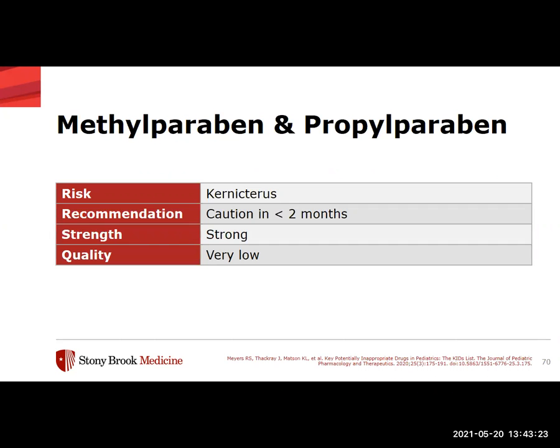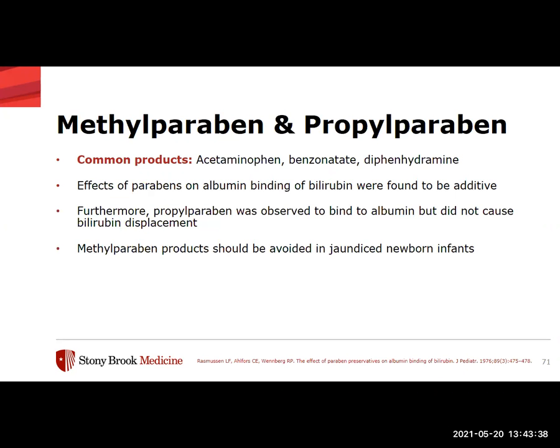Next, we will talk about the class of excipients known as the parabens, which are used as preservatives. The parabens, which include both methyl and propylparaben, are recommended by the KIDs List to be used cautiously in those less than 2 months of age due to the risk of kernicterus. The parabens may commonly be found in products including acetaminophen, benzonatate, and diphenhydramine.